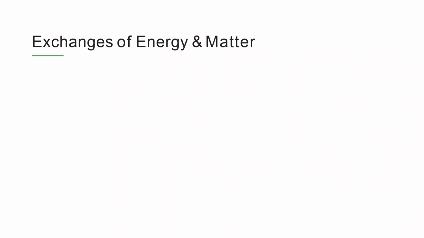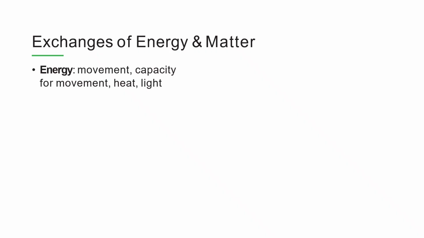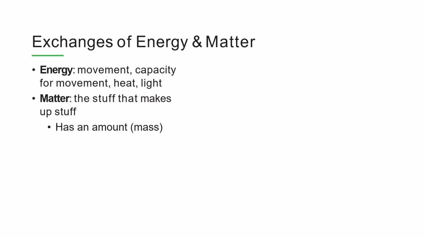In the same way that the relationship between the Earth and the Sun is based on energy, as in solar radiation, similar is true of the spheres. They exchange energy and matter through cycles. We can see energy in the Earth system as movement or the capacity for movement, as heat or light or stored in matter. And matter is the stuff that makes up stuff. It's anything that has a mass or an amount and a volume, meaning it takes up space.